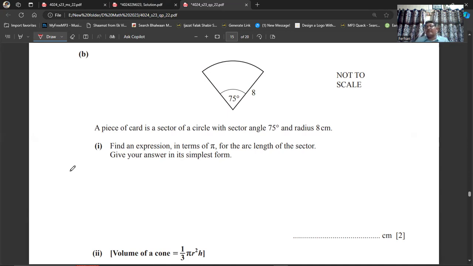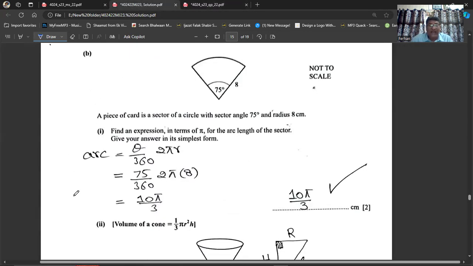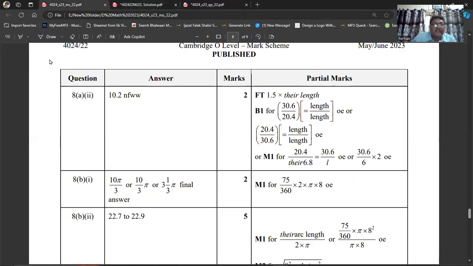You know the formula for the arc length is theta by 360 times 2 pi r. Don't put the value of pi there because they want it in terms of pi. So the arc is theta by 360 times 2 pi r. The theta value is 75 degrees and the radius here is 8. So you will have 75 divided by 360 multiply 2 multiply pi multiply 8. So 75 multiply 8 divided by 360 multiply 2, that is 10 by 3. So your final answer will be 10 pi by 3. 10 pi by 3 is the right answer, sir.